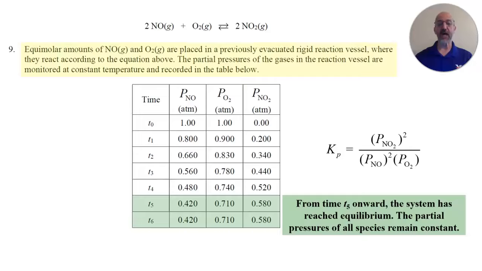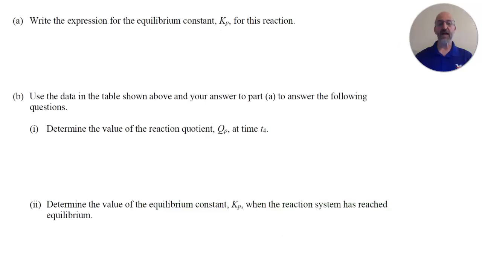Let's go ahead and take a look at part A of question 9. It says, write the expression for the equilibrium constant Kp for this reaction. So again, that would be products over reactants, using the partial pressure of each substance raised to the power of its coefficient from the balanced chemical equation. Now, moving on to part B of this question. Use the data in the table shown above and your answer to part A to answer the following questions. So part I of part B says determine the value of the reaction quotient, Qp, at time T4.